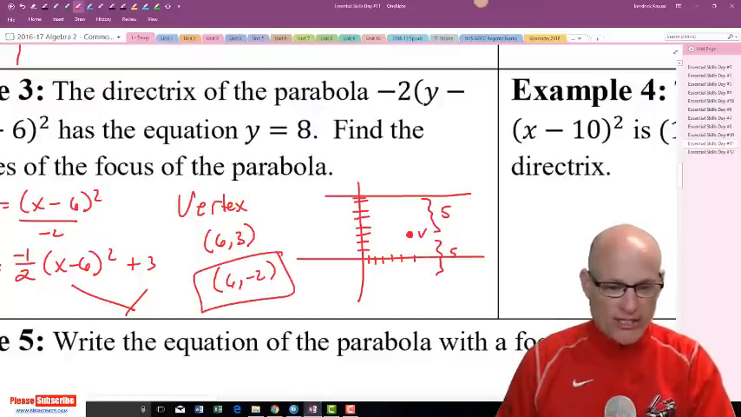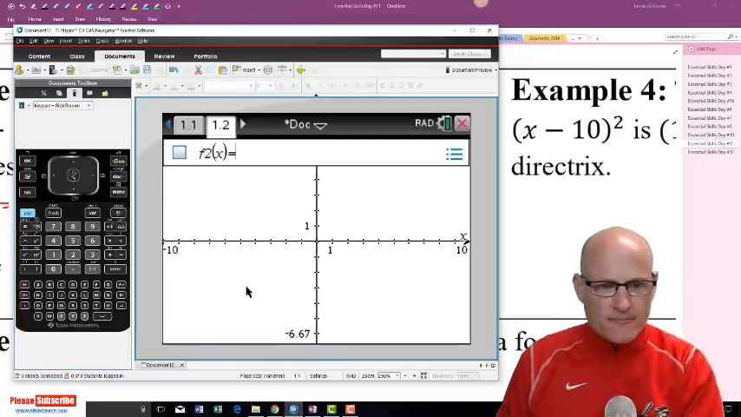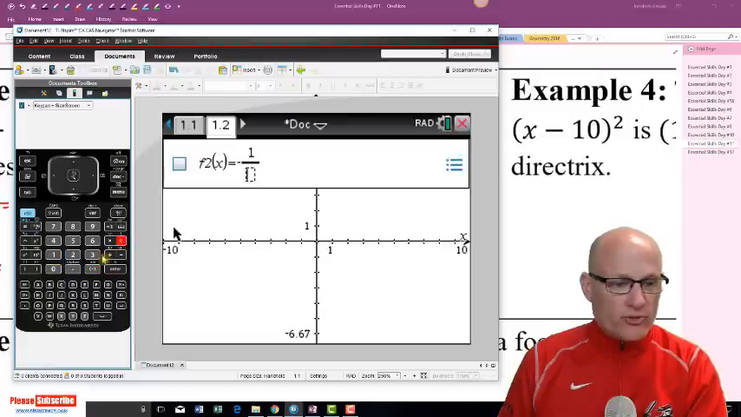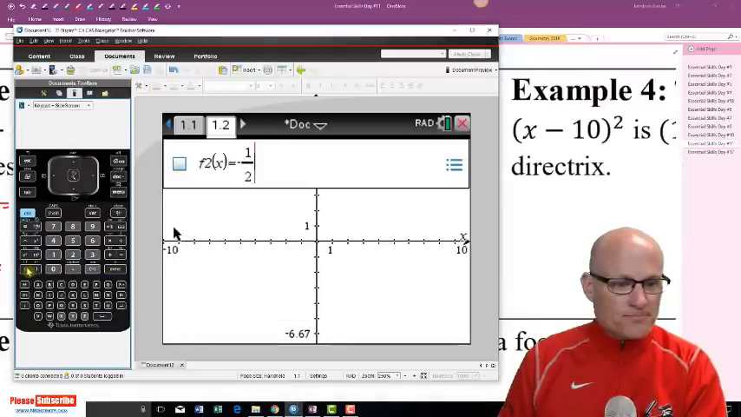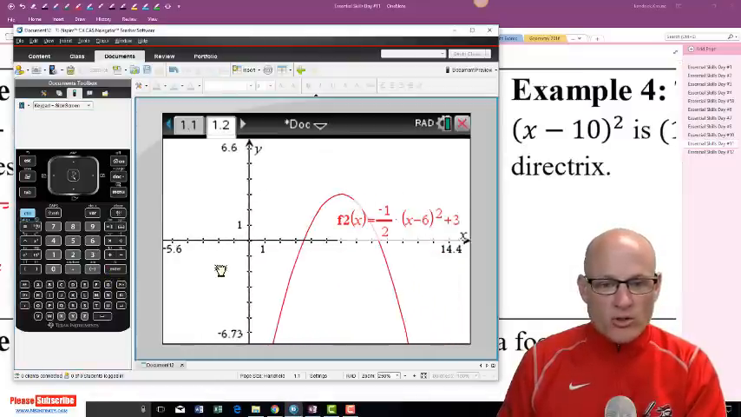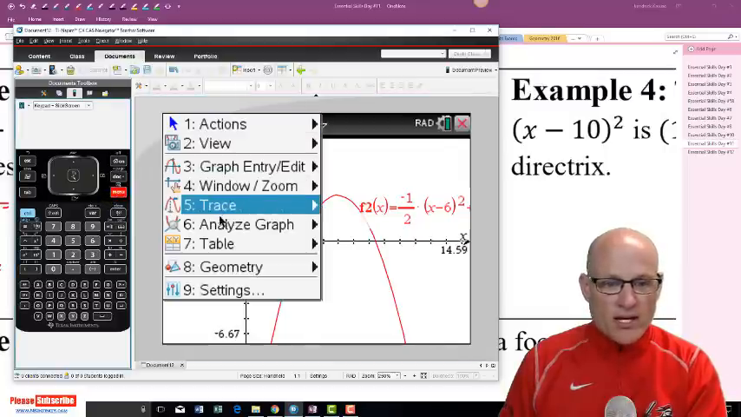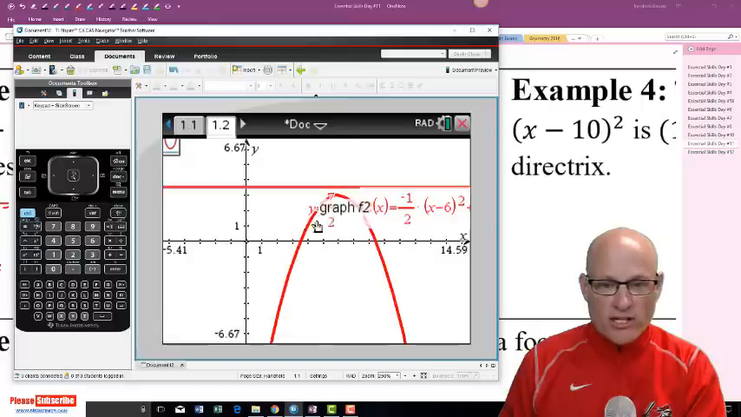Now let me show you a nice little cheat that you can use your calculator for. Go into graph mode, and we're going to type this in: -1, control division 2, parenthesis, x minus 6 squared plus 3. Let's graph that. So I want to know what the focus and the directrix of this thing is. So I'll choose Menu, Analyze Graph, Analyze Conics, and I'll say, okay, what's the directrix? And I just click on it.